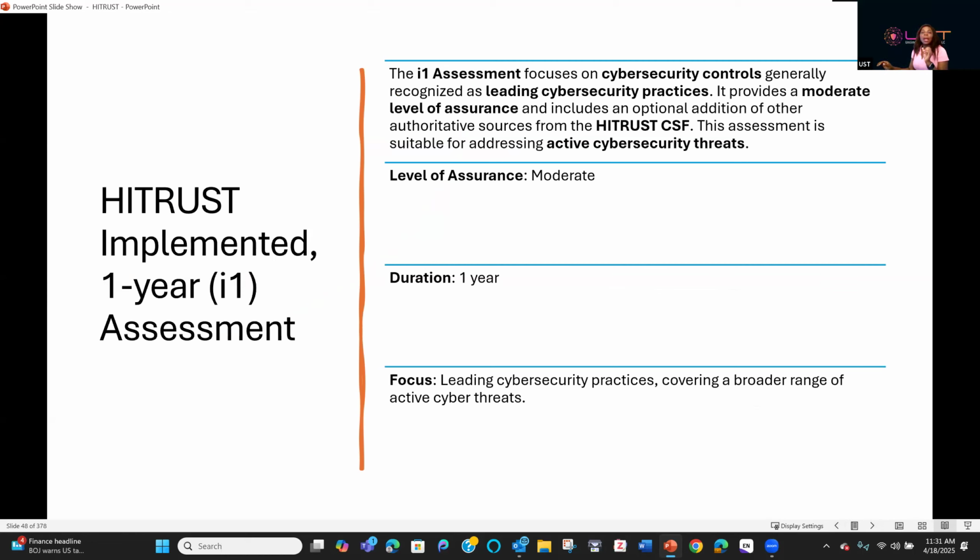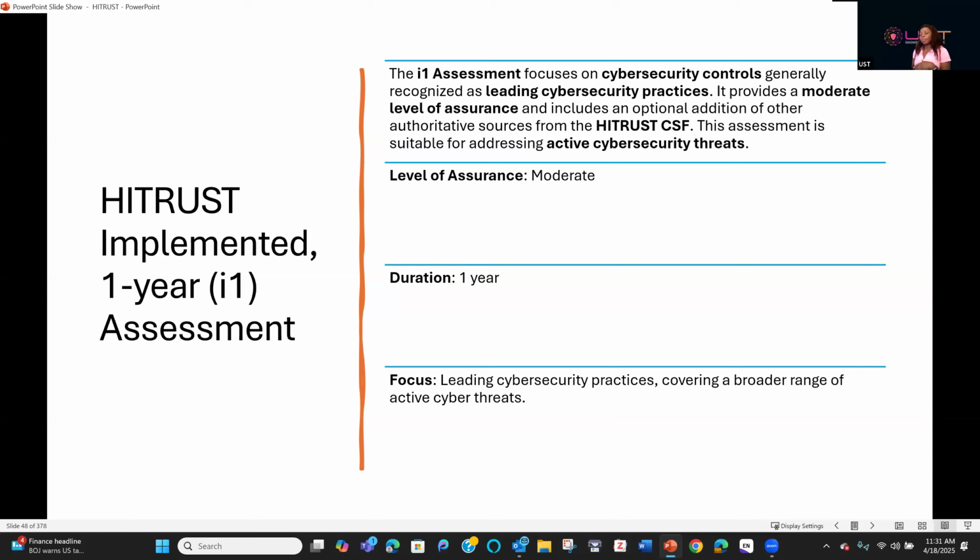Then the next one is the I1 assessment. The I1 assessment also focuses on cybersecurity controls generally recognized as leading cybersecurity practices. It provides a moderate level of assurance and includes an optional addition of other authority sources such as NIST, ISO, HIPAA, or whatever authority source that an organization wants to go with. The assessment is also suitable for addressing active cybersecurity threats. And you see the level of assurance, this is a moderate level.